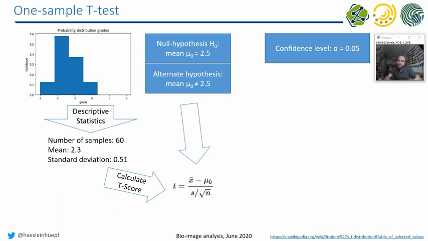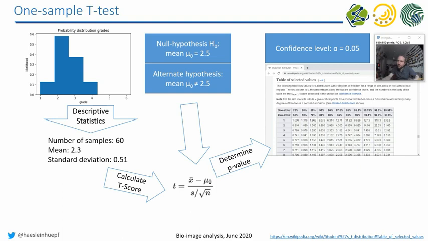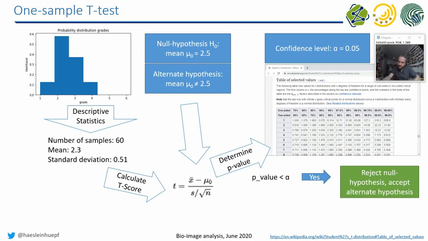And then we take all the parameters we derived from our sample set and we calculate the t-score. With the t-score, we look into a table to determine the p-value. And if the p-value is smaller than our confidence level, then we know that our null hypothesis was wrong. The probability of the null hypothesis being right is less than our confidence level. So this is basically the idea here.